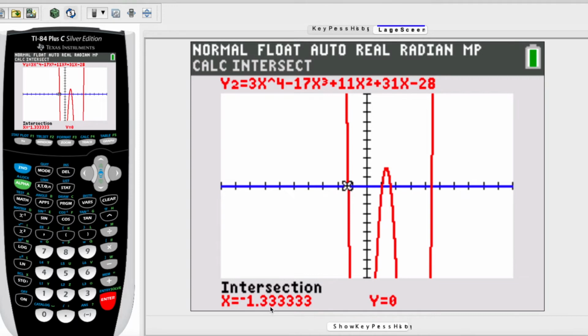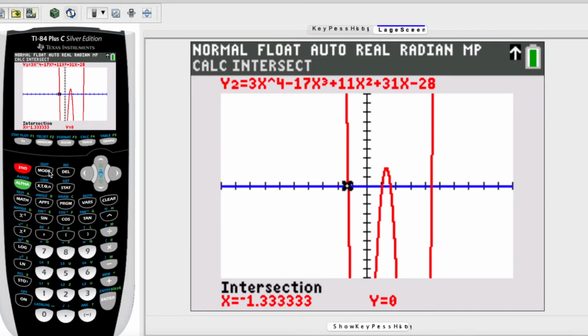Now, you should recognize that this is a repeating decimal, which means it's rational, but we do want to have it in fraction form in order to use synthetic division. We don't want to be using an approximation. So if you know what that fraction is, that's great, but I'm going to show you again how to use the calculator to get it.